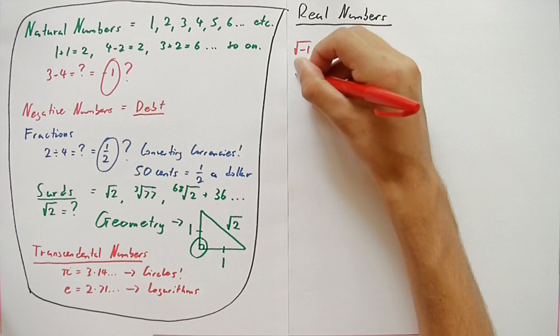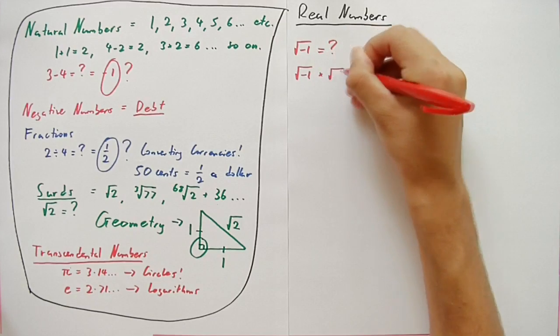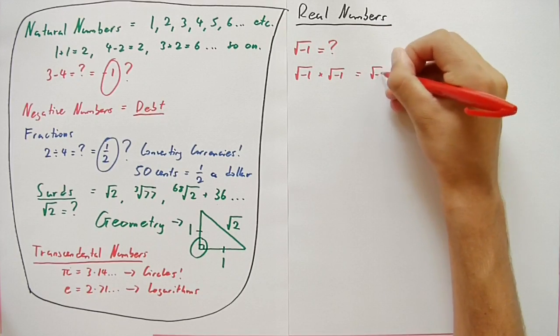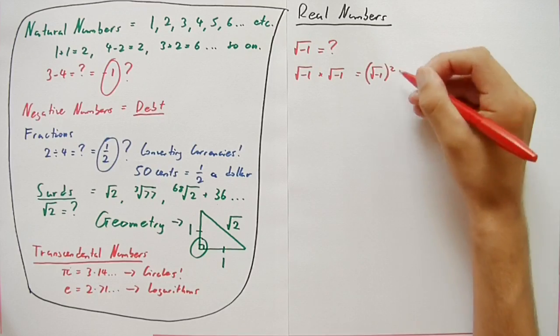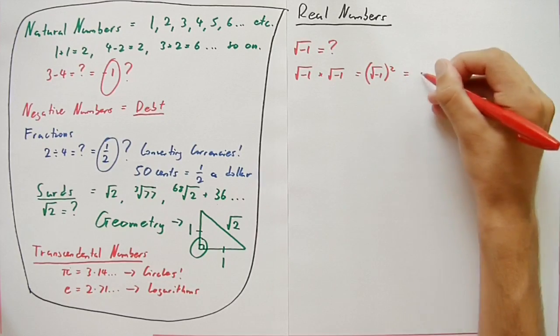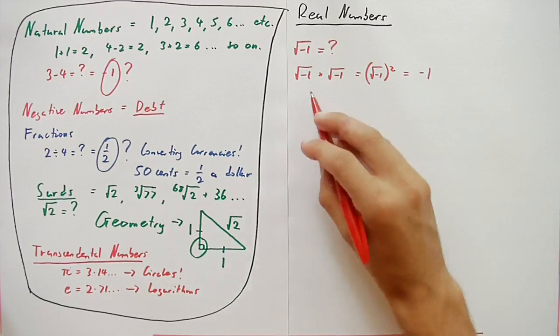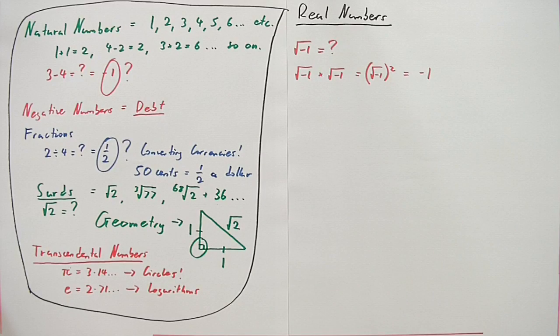So the first thing we could do is multiply it by itself, which will just give us the square root of negative 1 squared, and the square would cancel out with the square root, giving us just negative 1. So the square root of negative 1 times itself is negative 1.